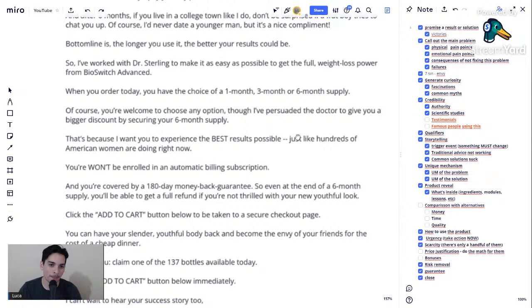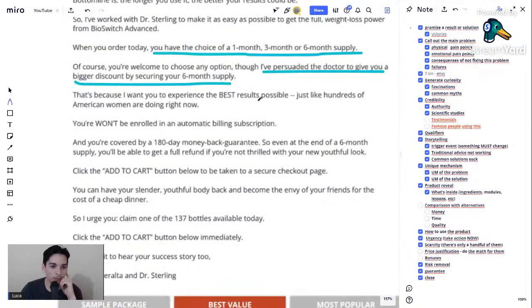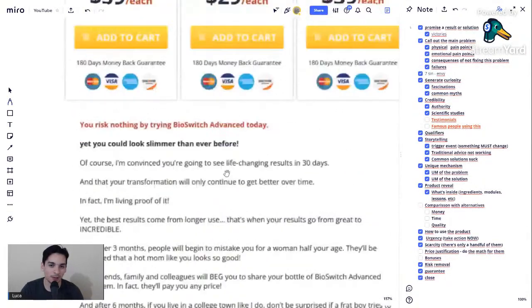So maybe you can count this as the price justification, right? "I work with Dr. Selling to make it as easy as possible to get the full weight loss power from BioSwitch Advanced. When you order today, you have the choice of a 1 month, 3 month, or 6 month supply. Of course, you're welcome to choose any option, but I persuaded the doctor to give you a bigger discount by securing your 6 month supply. That's because I want you to experience the best results possible. You won't be enrolled in an automatic billing subscription, and you're covered by a 180-day money-back guarantee. Click the Add to Cart button below," blah, blah, blah. So yeah, it has a price justification, maybe, I don't know.